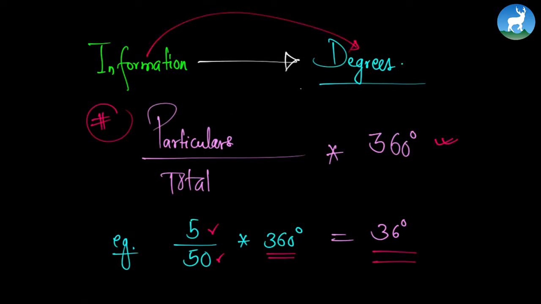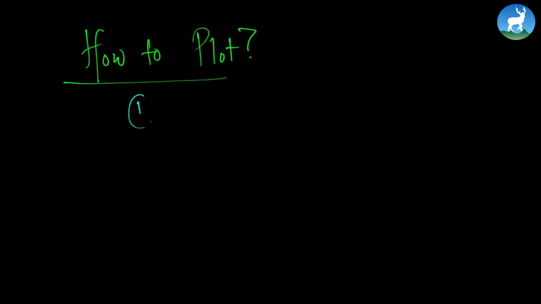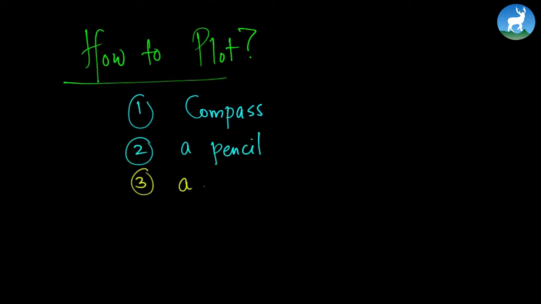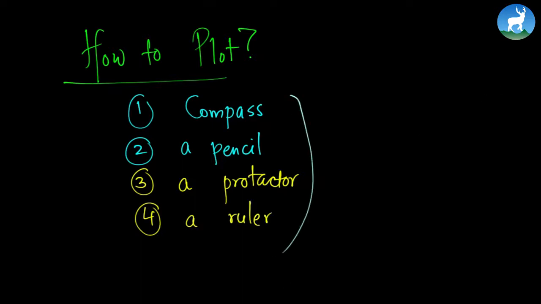Now, how to plot the information, the degrees, into a circle. The main concern is how to plot. First of all, you will need a compass. Then you will need a pencil. You will also need a protractor and a ruler. If you have got all these necessary stuffs, you can start by drawing a circle. So start by drawing a circle.